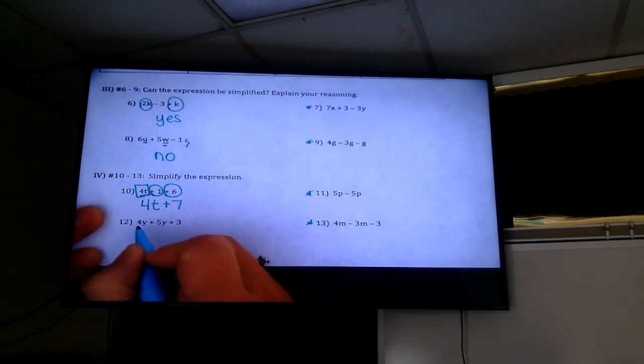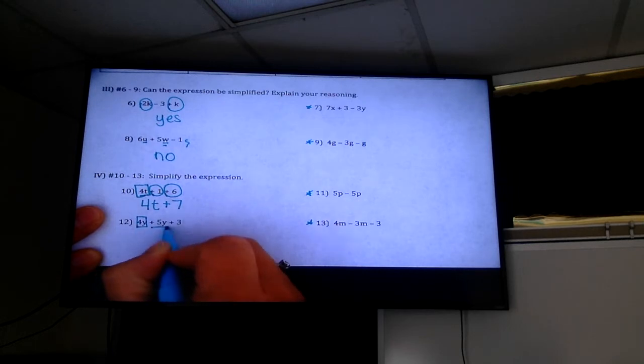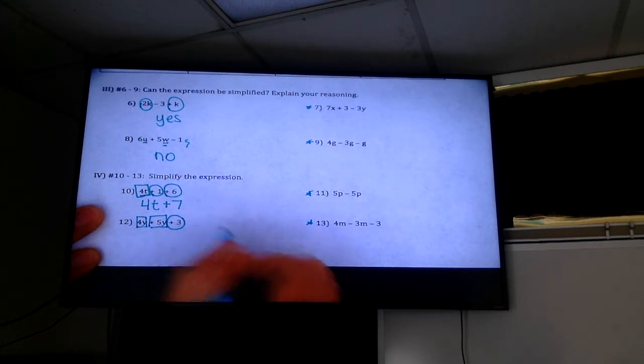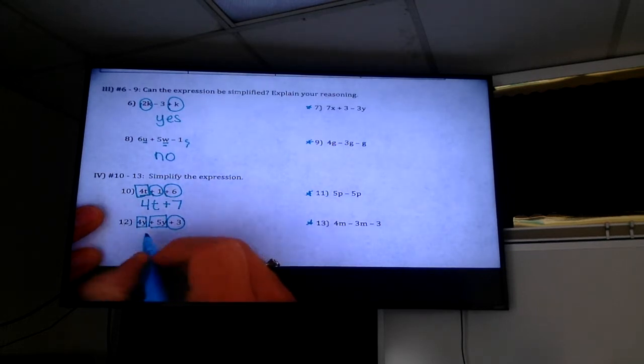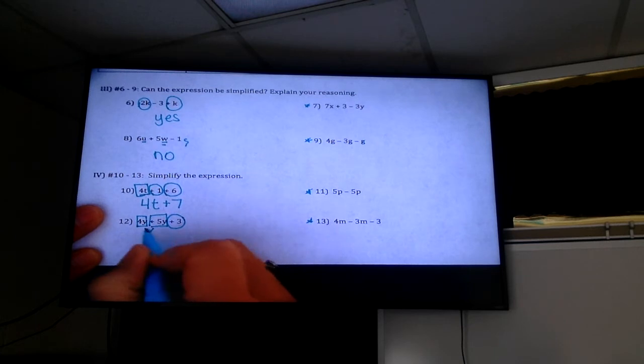So number 12, I'm going to circle the 4y, or box it in, sorry. I'm going to box in the plus 5y and put boxes around both of them because they both have y's, so I know they can be combined. I'm going to put a circle around my plus 3 because that's the constant. So I can combine those.